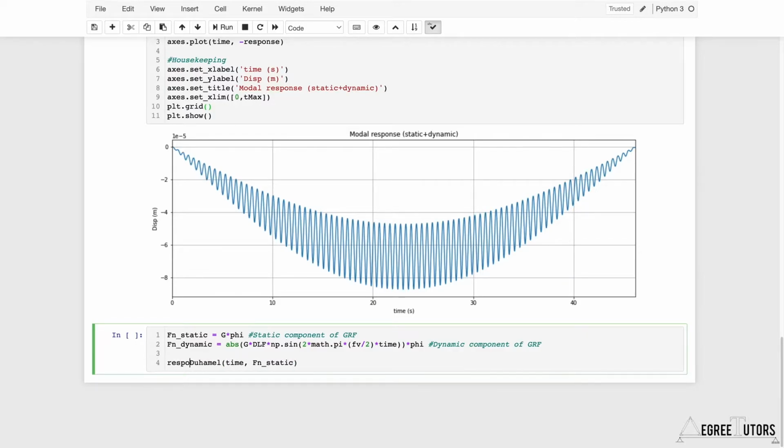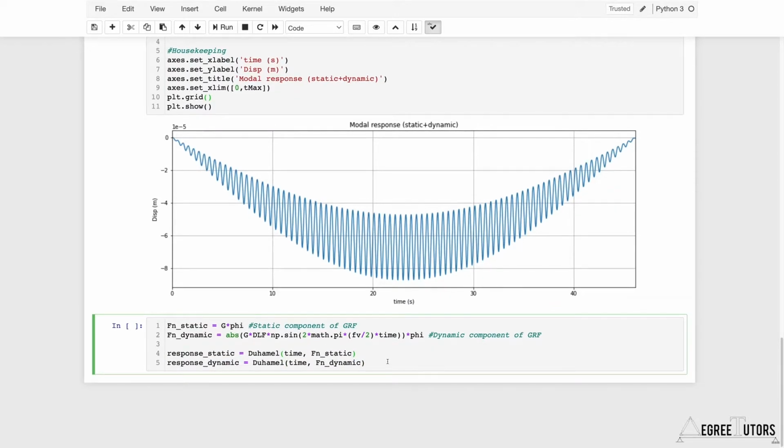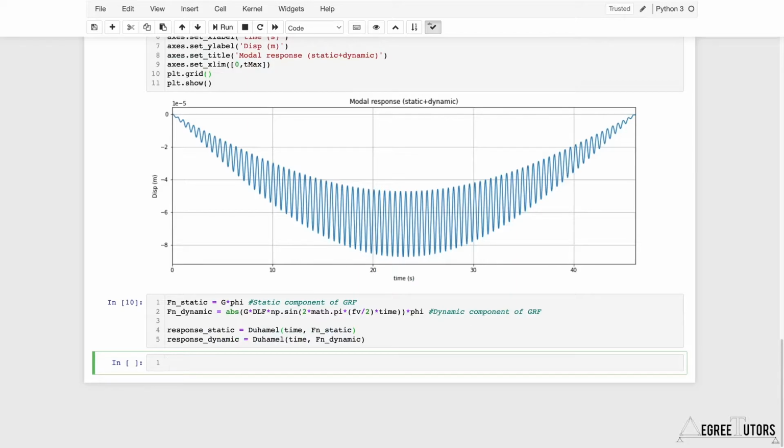Right, so let's just call that response static, and we'll do the same thing, except we'll say that's dynamic, and obviously we need to pass in the dynamic load. Okay, so now we're going to calculate 2 different responses, and we can go and visualize those.